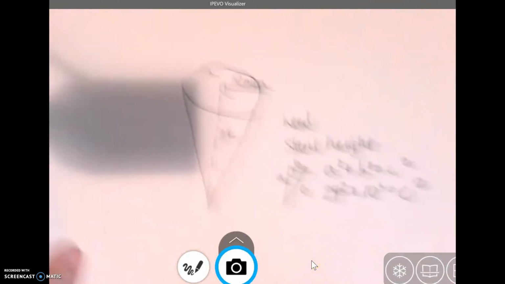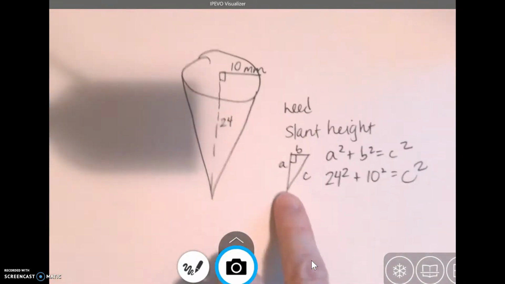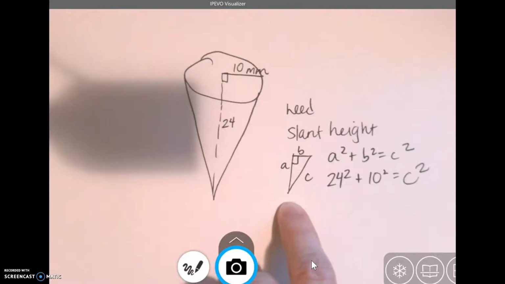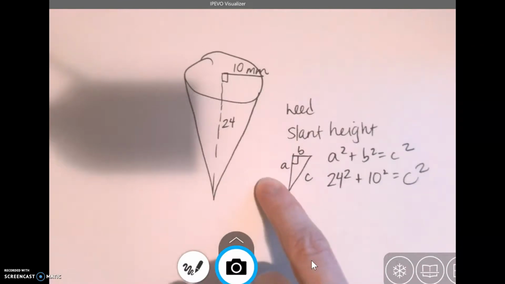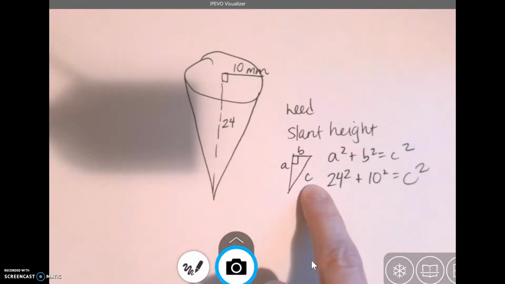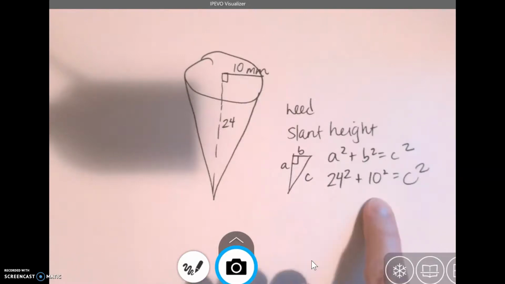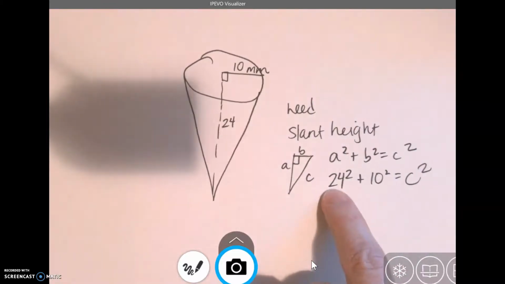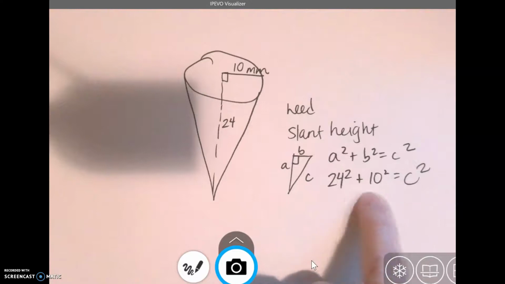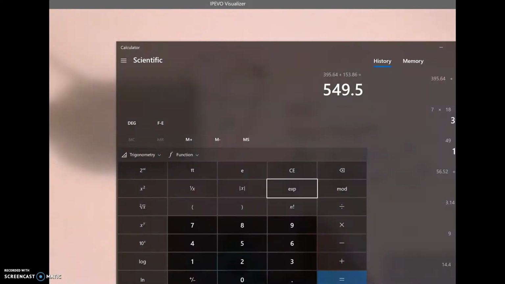So I drew a picture. We need the slant height, so if you need to pause this and copy this, I just drew the triangle off to the side, and we make the legs A and B. Those are the sides that touch the right angle, and then C is the slant height. So we've got 24 squared plus 10 squared equals C squared. Okay, so we'll use our calculator. We have to square it, and then add it. I don't know what 24 squared is by heart. Okay, 576. And then 10 squared is 100. So that would give me 676 equals c squared.